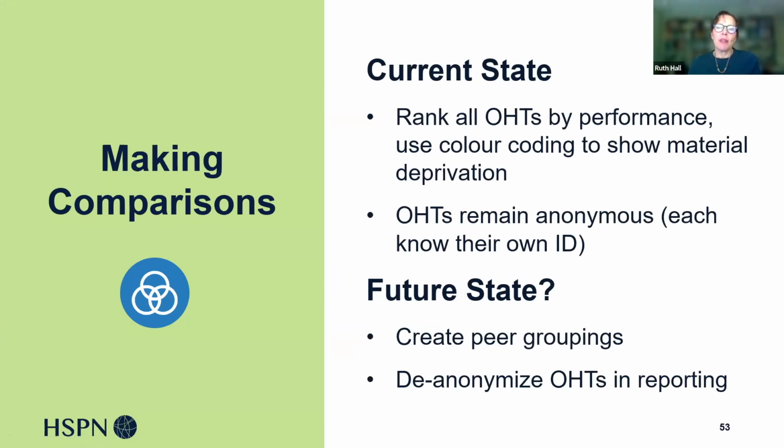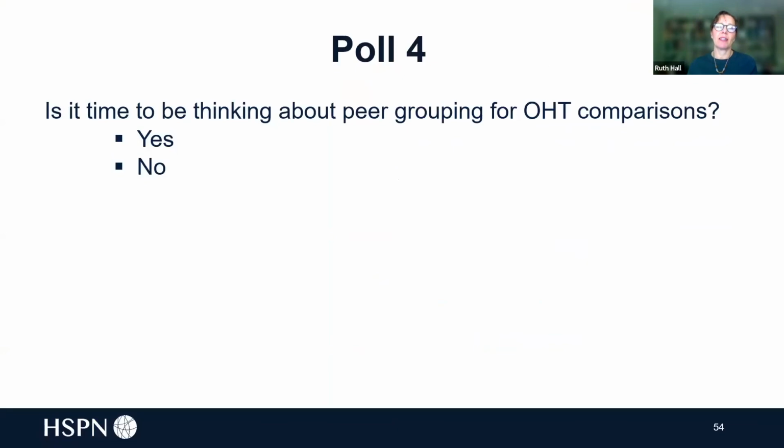Our current state is that we rank all OHTs by performance and color coding to show material deprivation. And we have de-identified your OHTs. So the question for the group is, do we begin in future reporting to start to identify our OHTs, do you think? And is it time to start thinking about peer grouping for OHT comparisons rather than just comparing across all of them and relative to the province? We'd just like to get a pulse on these future considerations of reporting back to OHTs. So is it time to think about peer grouping for OHTs?